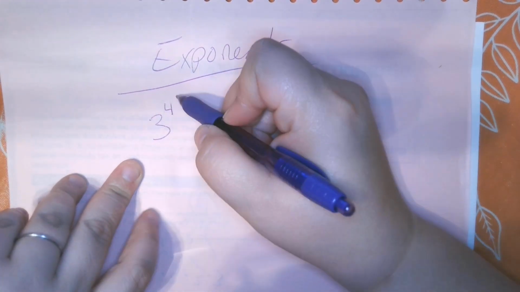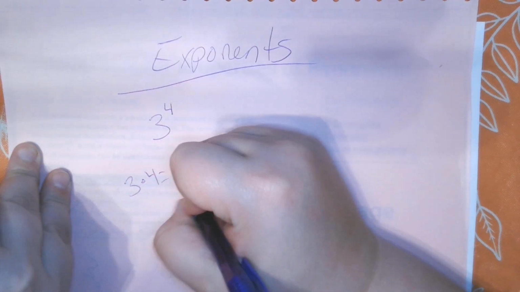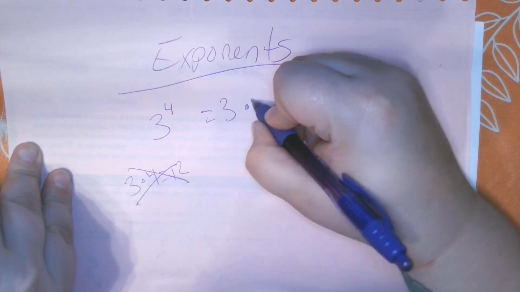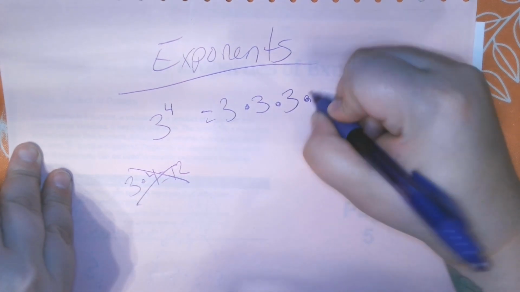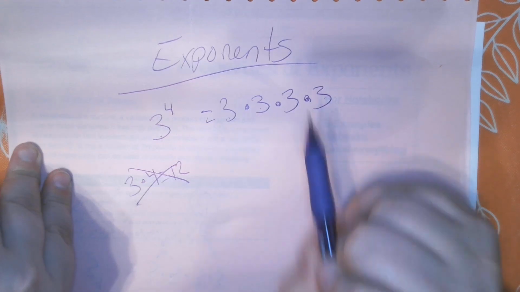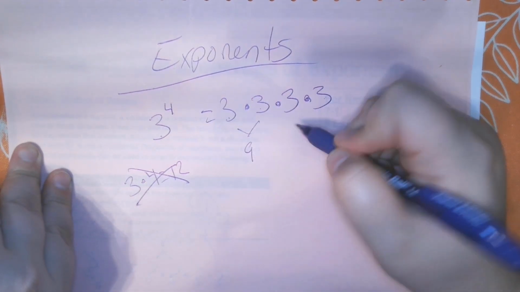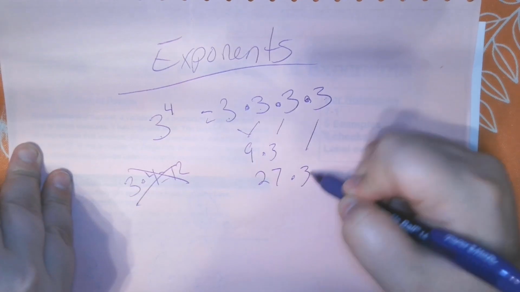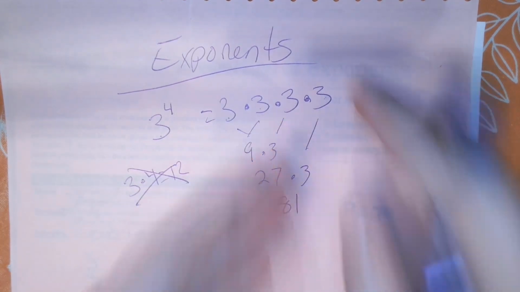So exponents: there's my base, 3 to the 4th power. So I could say 3 to the 4th power, that's what they mean. This is not 3 times 4 equals 12. This is 3 times 3 times 3 times 3. This is 3 times itself that many times. 1, 2, 3, 4. 3 times 3 is 9. 9 times 3 is 27. 27 times 3 is 81. That's a lot of work though.